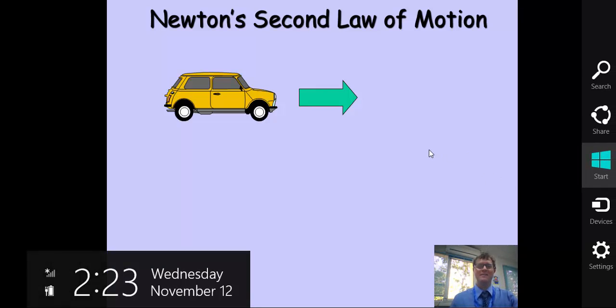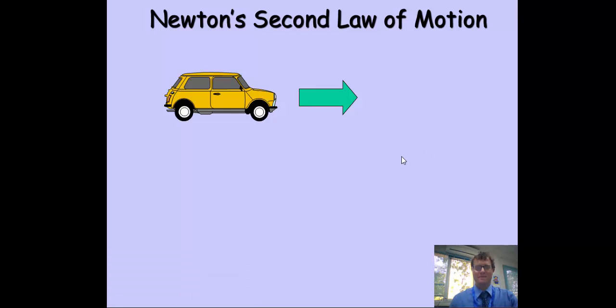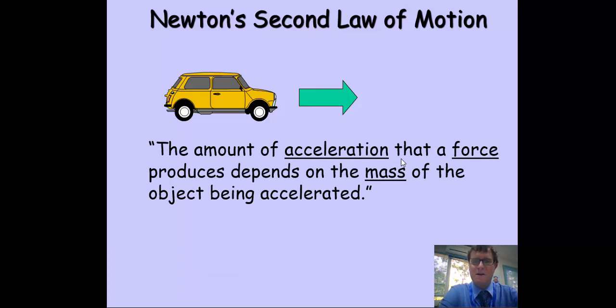Newton's second law now. The amount of acceleration that a force produces depends on the mass of the object being accelerated. That is the formal statement. Most people know this as the resultant force, or net force, equals mass times acceleration. That means that if we know the force, we can work out the mass, the acceleration, or any one of those other unknowns in an equation.